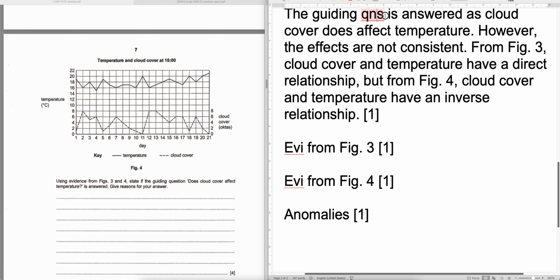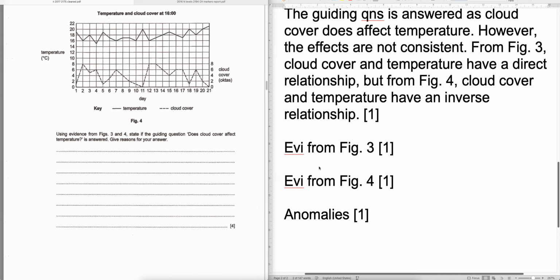Remember to get these few components done. Number 1, respond to the answer. Is the guiding question answered? Or sometimes they ask you about the hypothesis. Number 2, the evidence. And number 3, the anomaly. And for this case, since they ask for both figure 3 and 4, you need to provide from both figure 3 and 4. So this is how they differentiate the top answers from the rest. If you want to push your answers further, please be more precise about it.